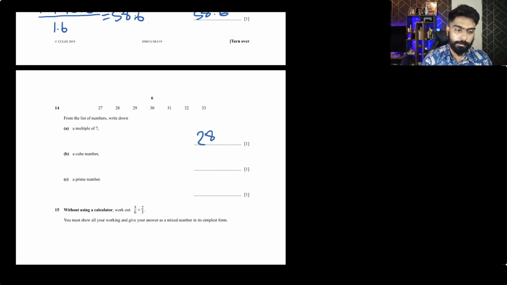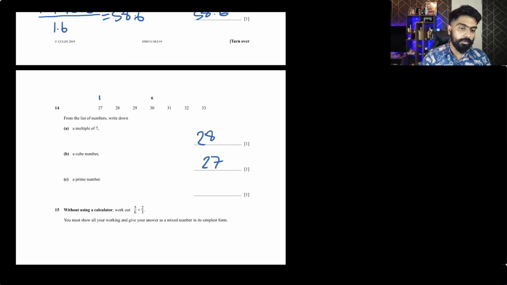A cube number. So we have 27 as a cube number. And that's pretty much it, right? Because 3 times 3 times 3 is 27. 4 times 4 times 4 will give us 64. So which leaves us with only one answer, which is 27.